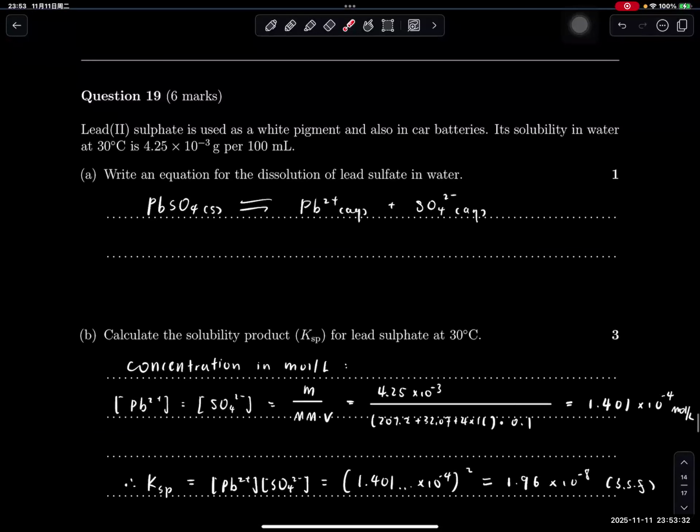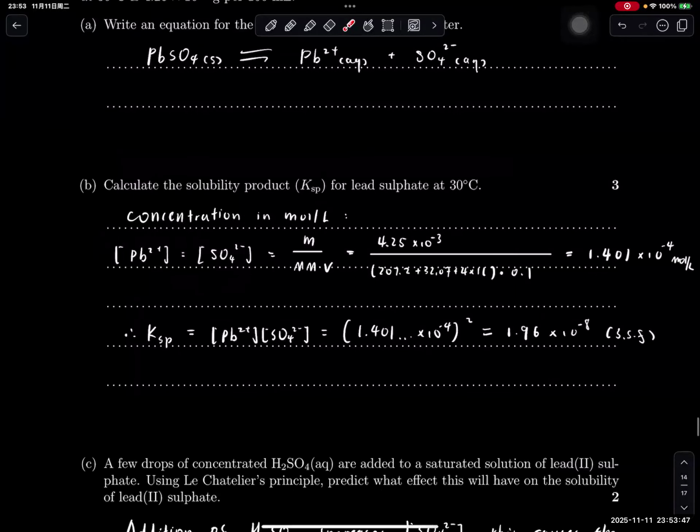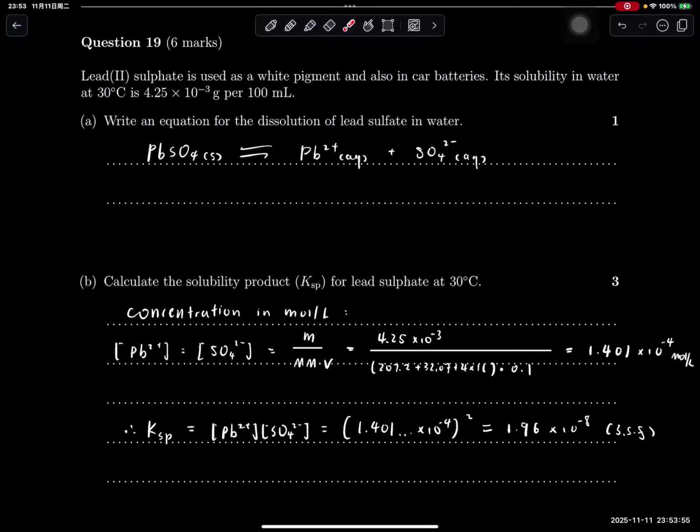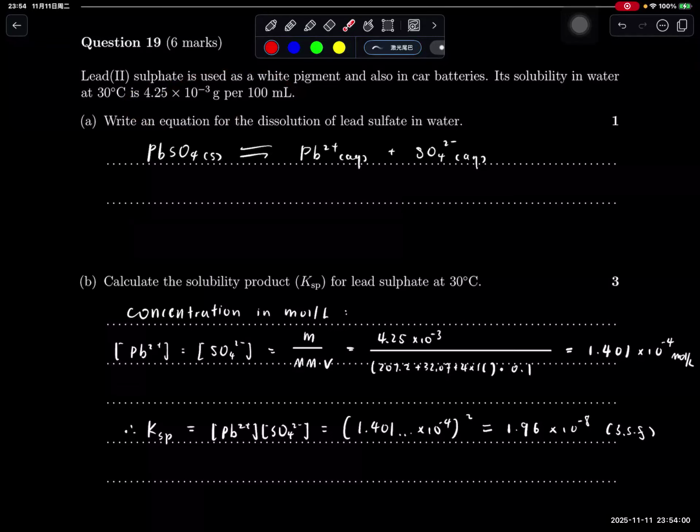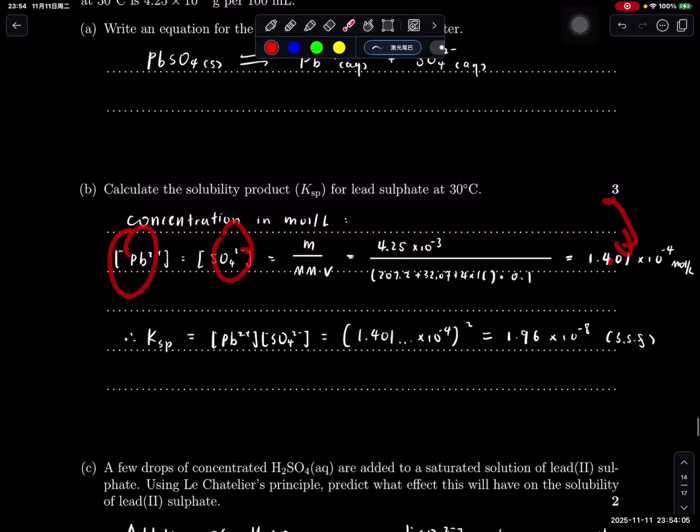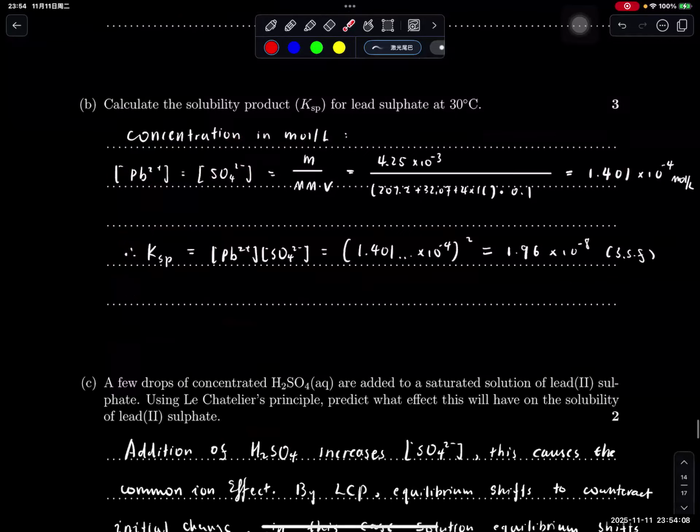Question 19. So lead sulfide is used as a white pigment. Its solubility in water is this much and this much per 100 ml. Reaction simple as that. Calculate the solubility product. Okay. So given that per 100 ml you get that, just use this number, convert it into molar solubility, moles per liter. That's what I did here. Since they're the same stoichiometric ratio, just get the same concentration, times it together, get the KSP value. Straightforward.